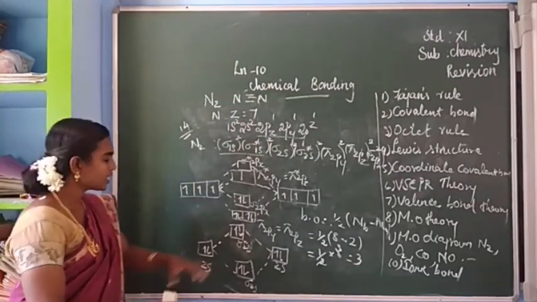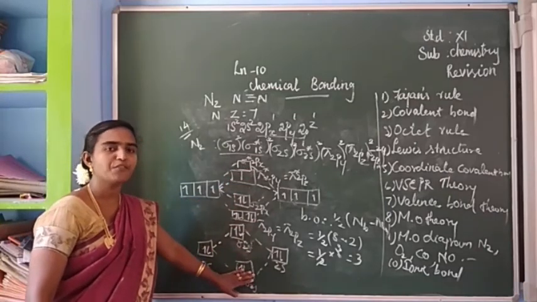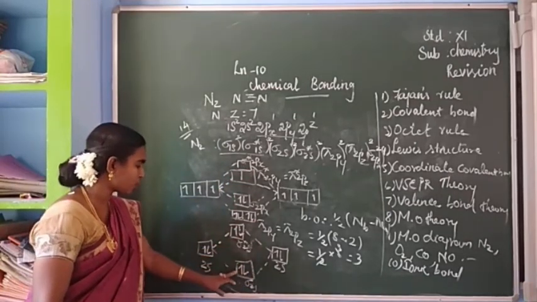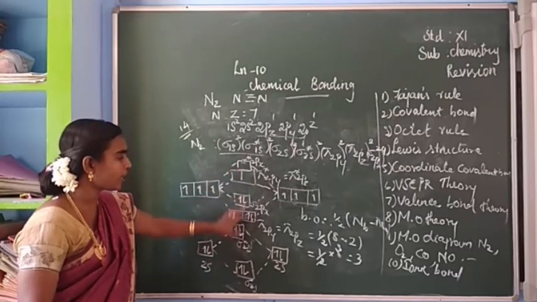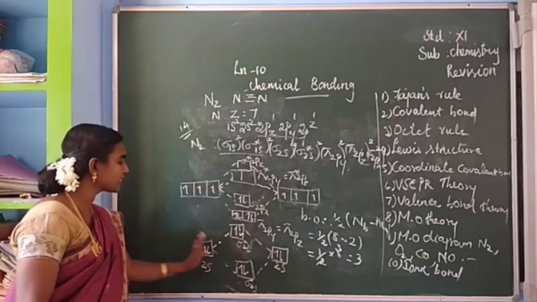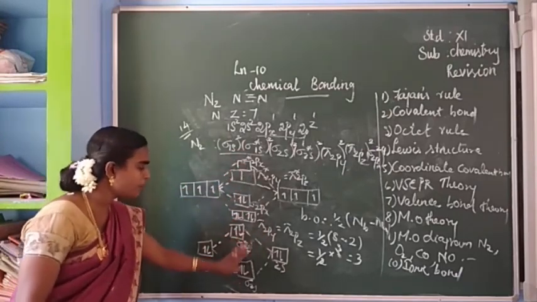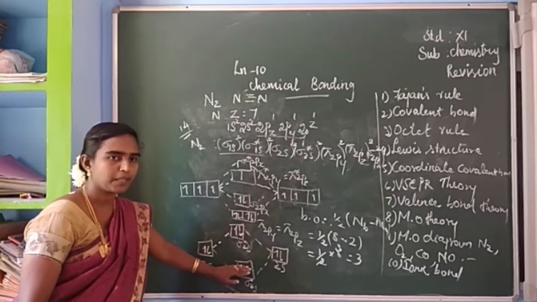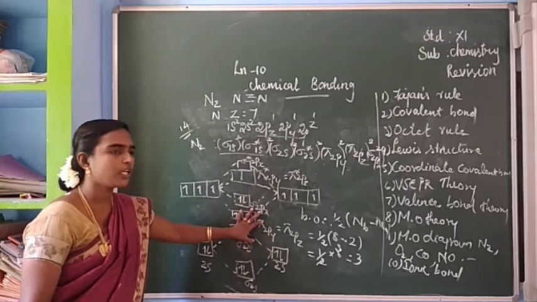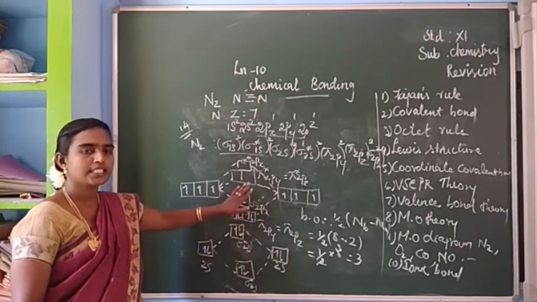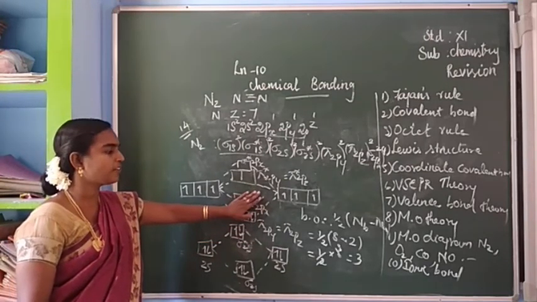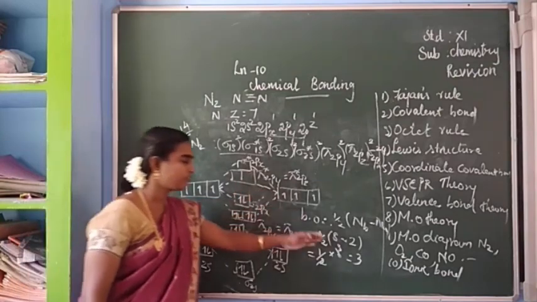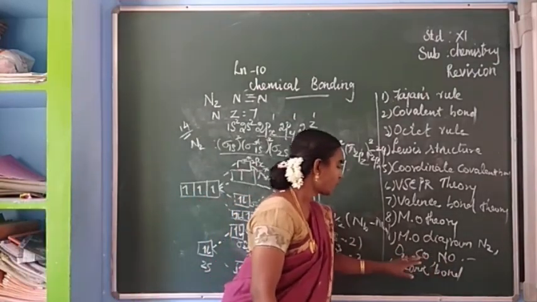Isn't it? So from the same MO diagram, we can find out the magnetic nature also. When you see the MO diagram, we should not look at the atomic orbitals, only the MO orbitals. The electrons are paired, isn't it? That means this N2 molecule is diamagnetic. The same MO diagram, in the same order, we can use to explain CO, NO and O2 molecules also.